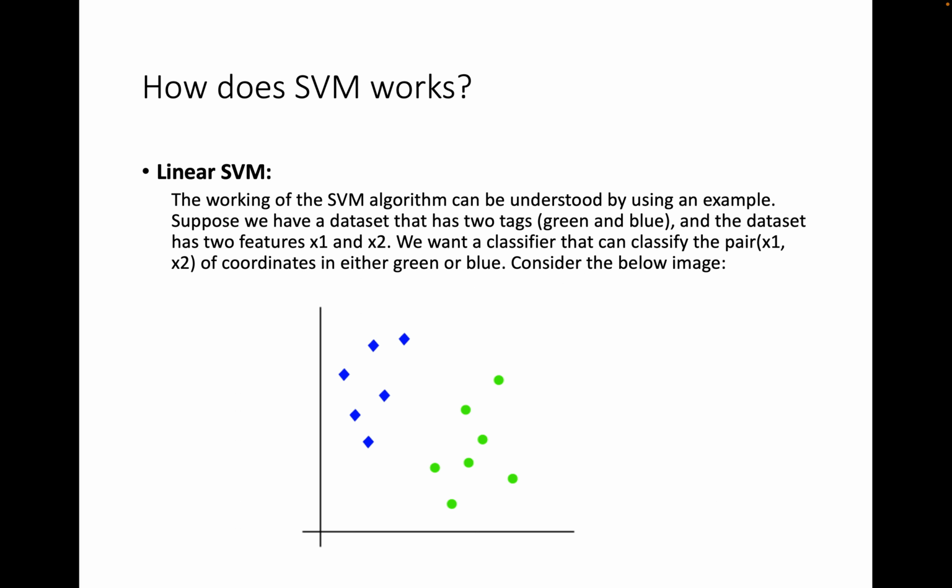How does SVM work? Linear SVM comes first. The working of the support vector machine algorithm can be understood by using an example. Suppose you have a data set that has two tags, green and blue, meaning one green class and one blue class, plotted on a graph. The data set has two features, x1 and x2. We want a classifier that can classify the pair of coordinates x1, x2 as either green or blue.